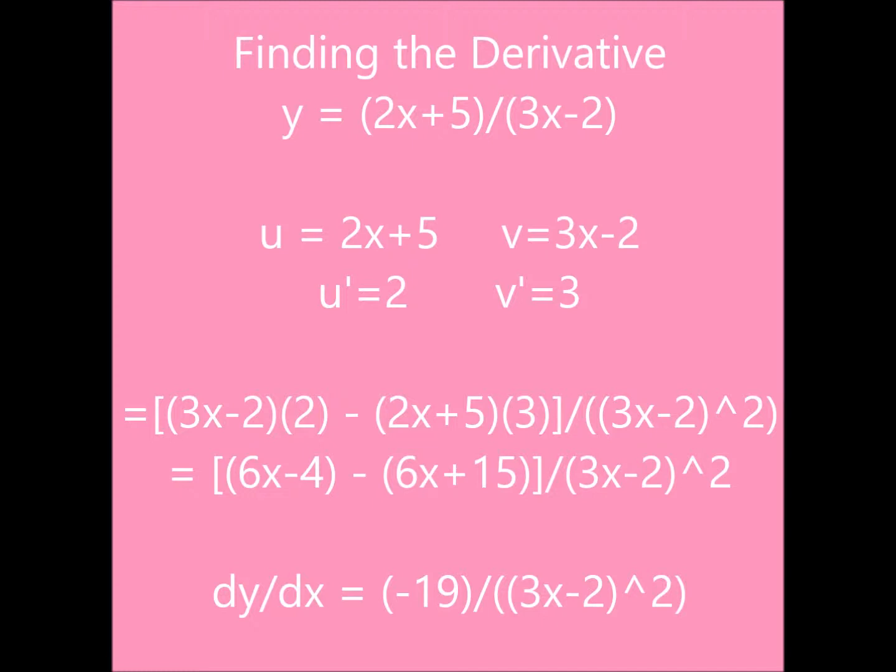This reduces to the quantity 6x minus 4 minus the quantity 6x plus 15 all over 3x minus 2 squared. This can further be reduced to negative 19 over 3x minus 2 squared.